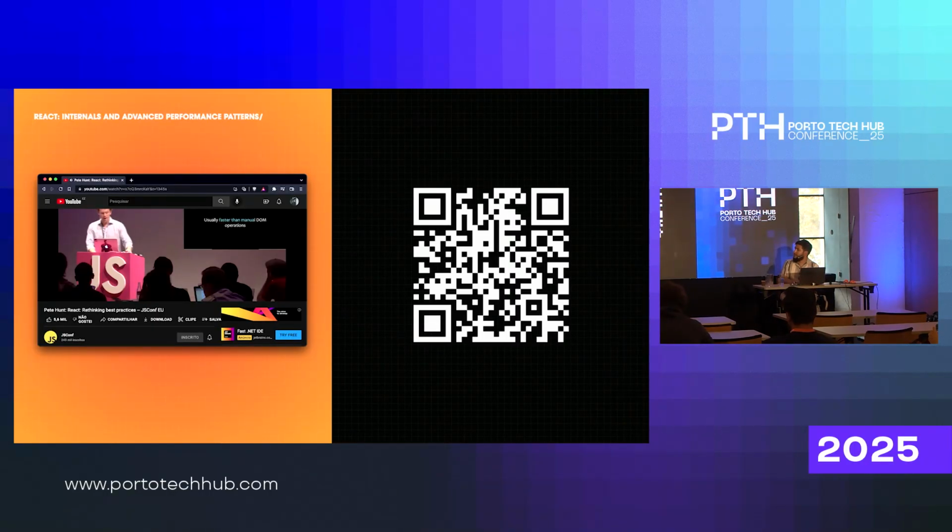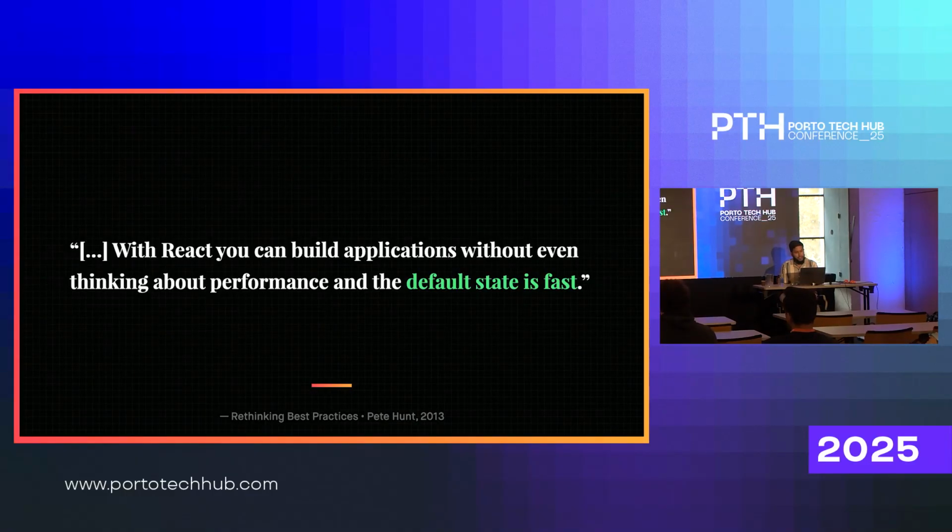And now we get to talk a little bit more about React. This is probably one of the most famous talks in the world of React. It was by Pete Hunt at Conf Europe 10 years ago, or actually more than 10 years ago. And he said, with React, you can build applications without even thinking about performance, and the default state is fast. And I do think that at the time this was true. This was a talk called Rethinking Best Practices in 2013.